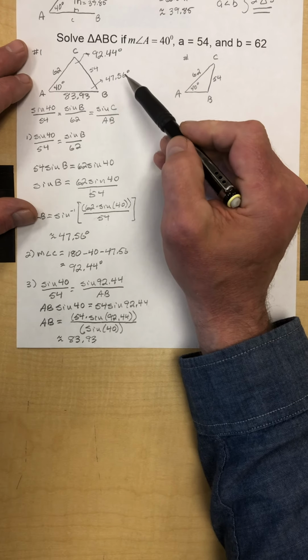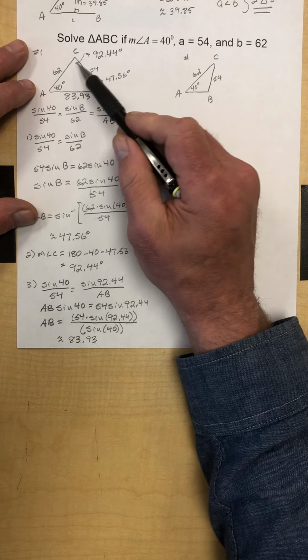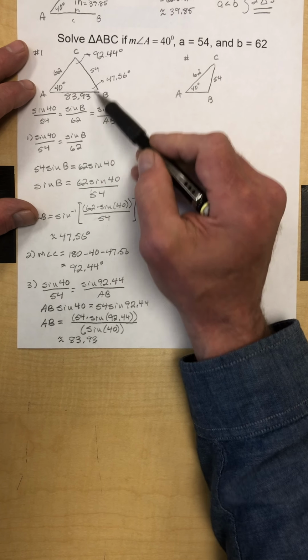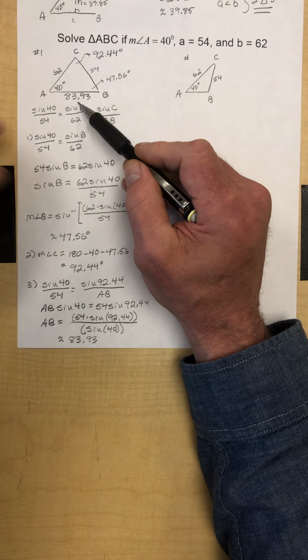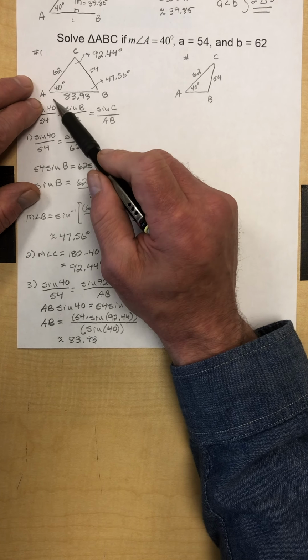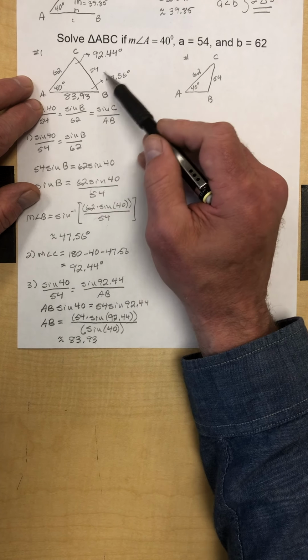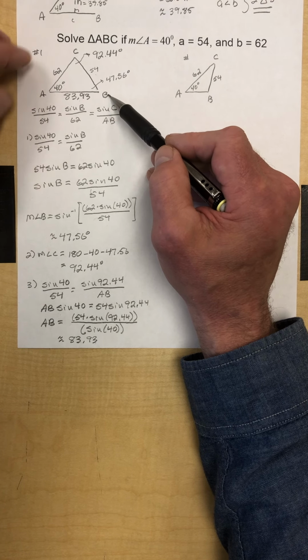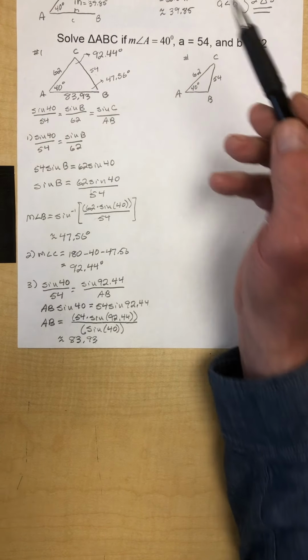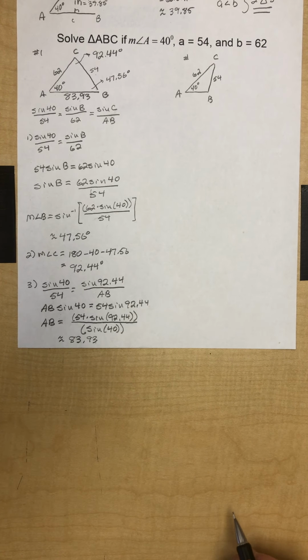Let's see if that makes sense. Notice the largest of the three angles is angle C, and it's opposite the longest of the three sides, so that's good. The smallest angle of all three is angle A, and that's opposite the shortest of the three sides. Angle B and the side opposite are in between, so that makes sense. That's good.